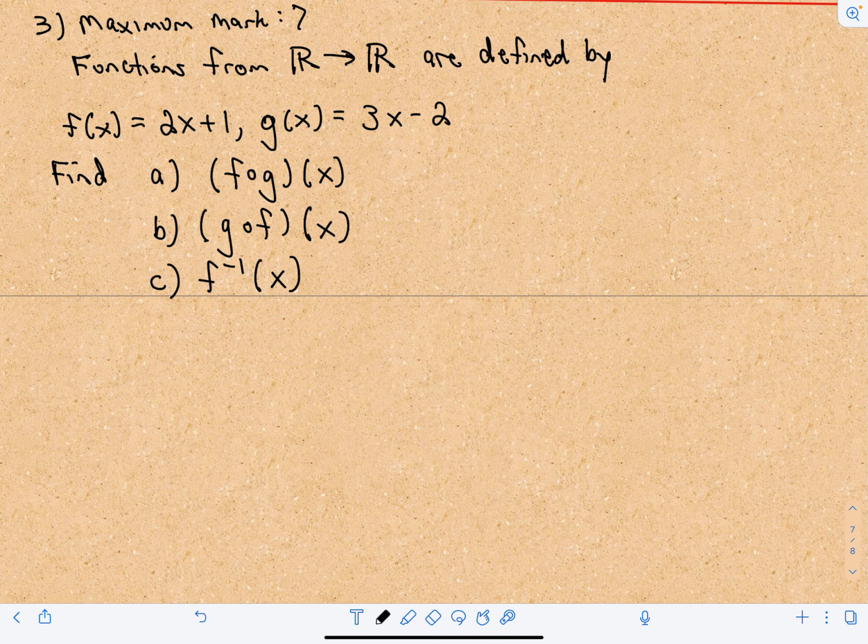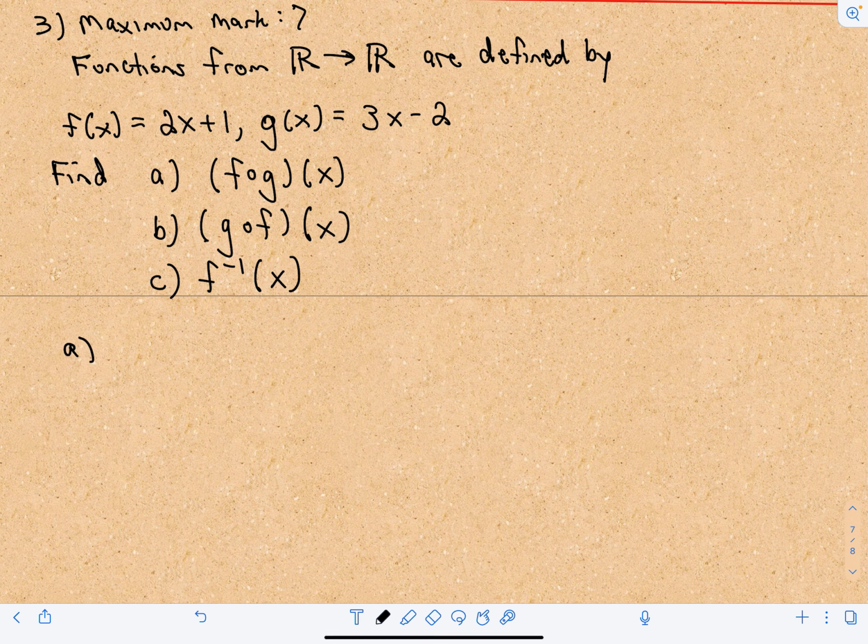Those are defined by f of x equaling 2x plus 1. We've got g of x equals 3x minus 2. And then in part A, we have to do f composed with g of x, then g composed with f of x. And lastly, we'll find the inverse of simply the function f of x. No inverses of the function g of x that we have to worry about.